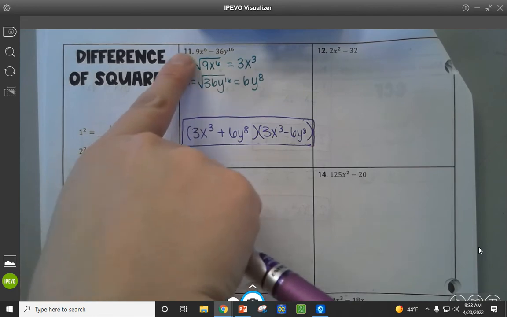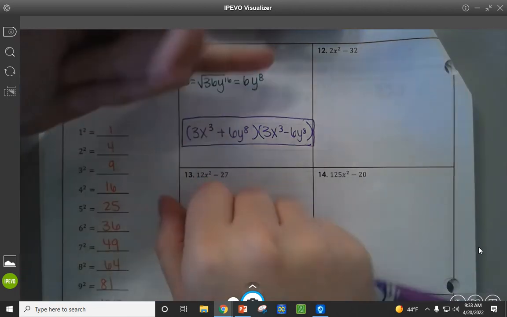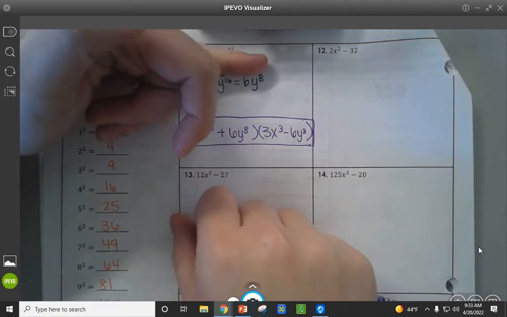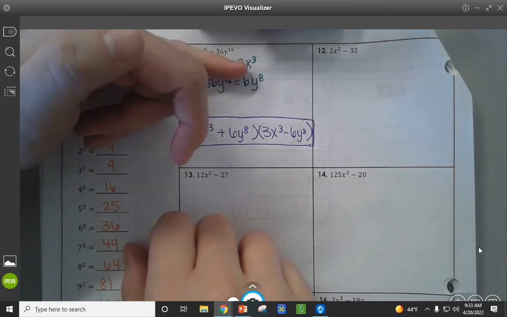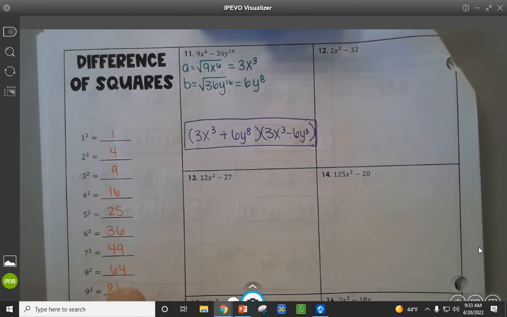I thought you just divided them by what their square was. Well, before we even got to this step, we should look for a GCF first and then do that. So we'll pretend that I didn't mess that up, and we'll go on to number 12.